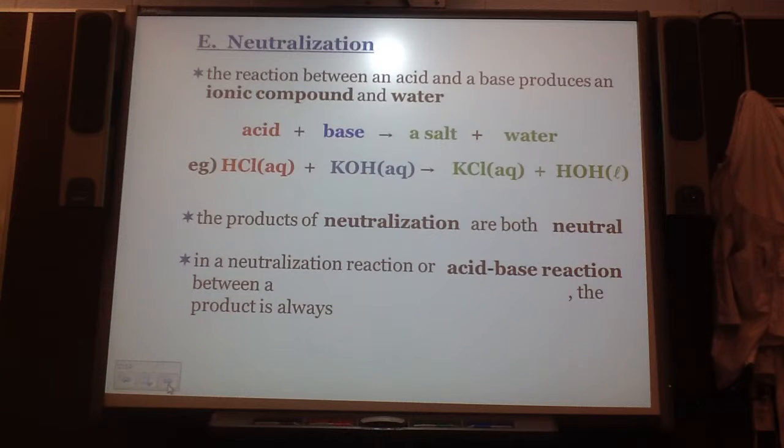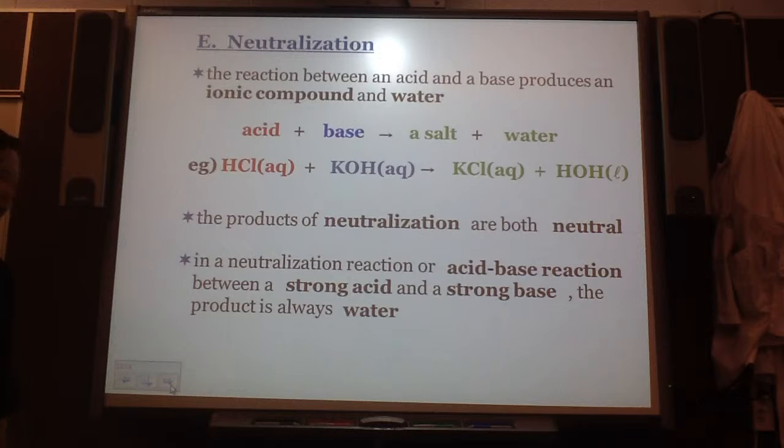Now, in a neutralization reaction, or we can just call it an acid-base reaction, because neutralization means putting an acid and a base together, between a strong acid and a strong base, the product is always water and a salt.